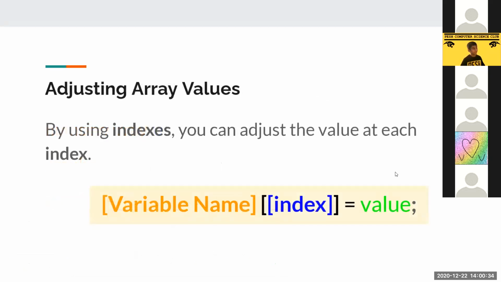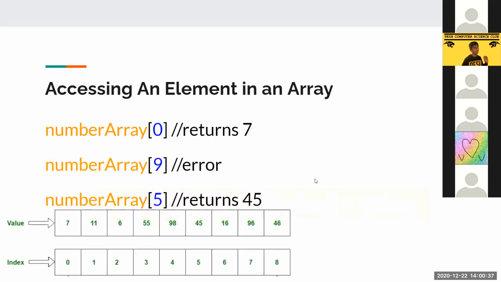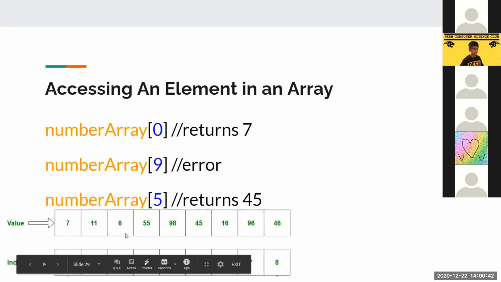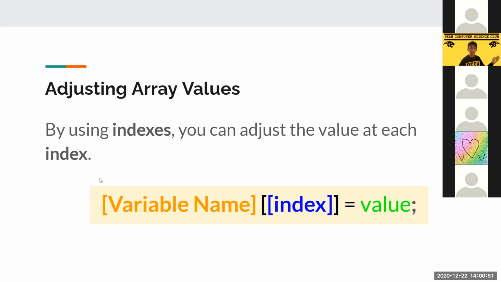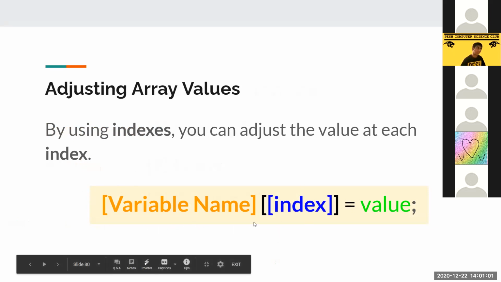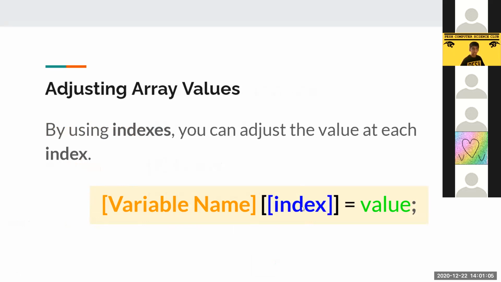The next thing I'm going to go over is how we can change these values in an array. For example, if I wanted to change the 6 into a 7, I'm going to go over that right now. By using indexes, like how I just taught you to access an index, we can also use that to change the value at that index. As you can see, the syntax is nearly the same, where I call in the variable name, I tell Java what index I want to change, and then I put in the equal sign and then the value.